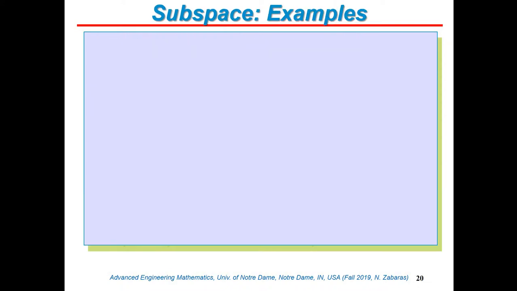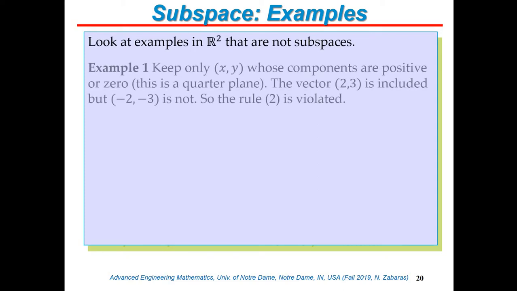Okay, let's see a few things that are not subspaces. Let's start with a vector of two components, x and y, that are both zero or positive. If you consider the space of vectors that have components zero or positive, is this a subspace? You can immediately see that if you multiply a typical vector that has positive components by a negative number, both of the components will be negative. So obviously c times a vector u is not going to be in this space. So this space is not a subspace because it violates rule two that we discussed earlier.